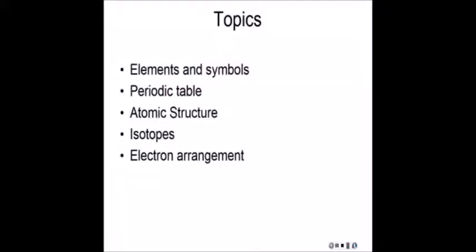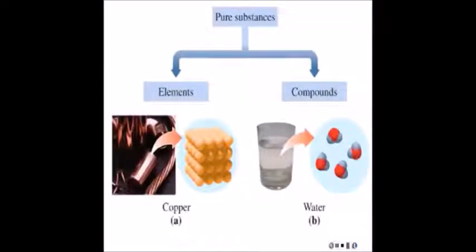These are the topics that we're going to be going over: elements and their symbols, periodic table, atomic structure, isotopes, and electron arrangement. Now, elements and compounds are part of pure substances, and today we're just going to be focusing on elements, and then in the following chapters we'll look at compounds.